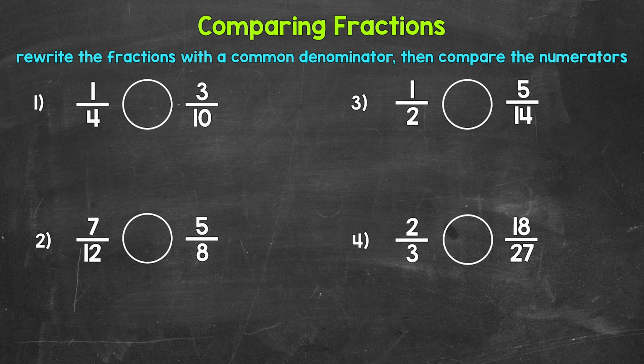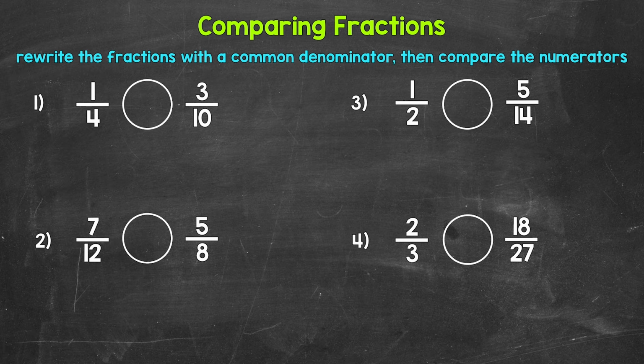Now, the first thing that we want to do when comparing is see if we have a common denominator between the fractions. If yes, the fractions do have a common denominator, then just compare the numerators. Now, if we don't have a common denominator, we need to find one and rewrite or rename the fractions with that common denominator. Then we can compare the numerators.